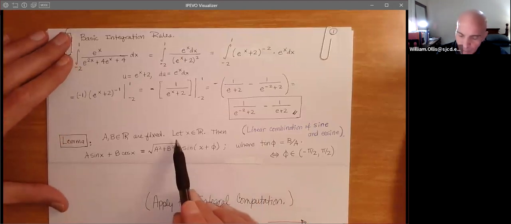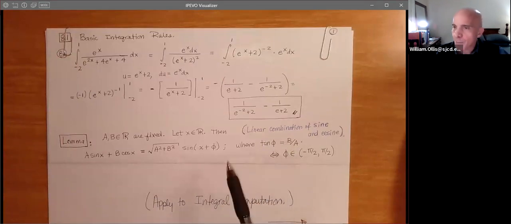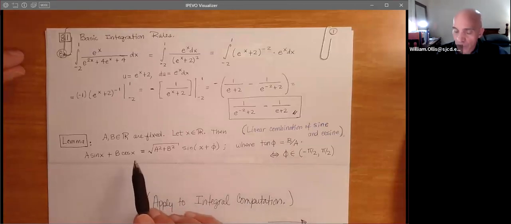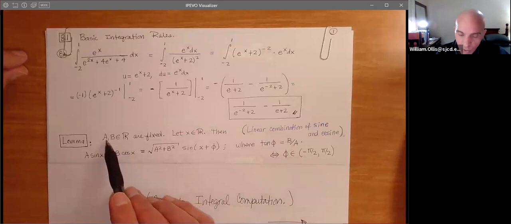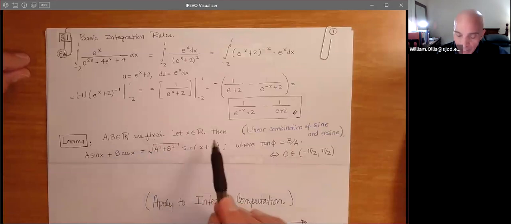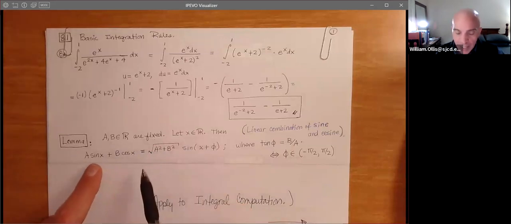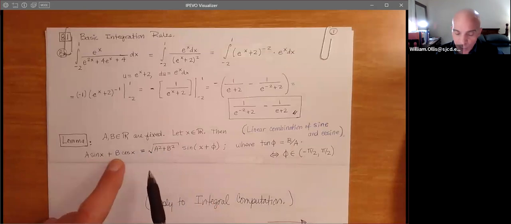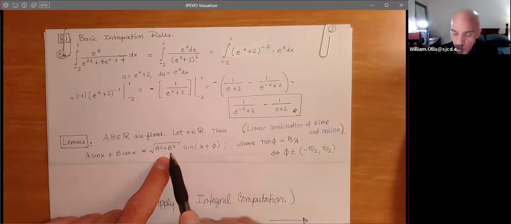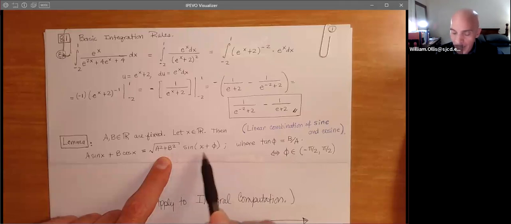So this particular problem is really nice. The first time I saw this, it may have been in a pre-calculus class, but I remember seeing this in a differential equations class as a way to combine a sine and a cosine function. So what we do is we fix the real numbers a and b. Real numbers are fixed, and we let x be a real number. Then what we do is we say, okay, it is true that a times sine x plus b times cosine x can be written as a single sine function. That is the square root of a squared plus b squared times sine of the sum argument x plus phi.